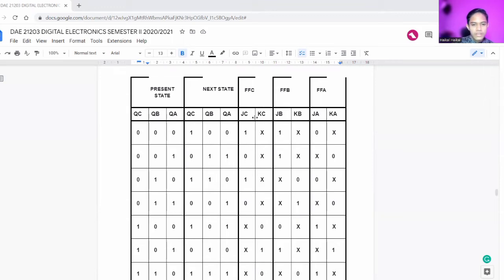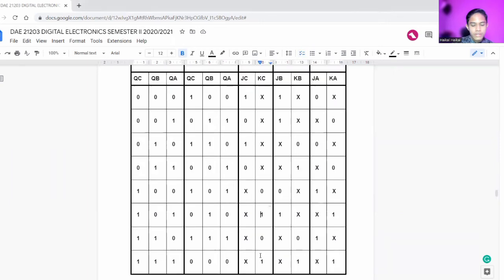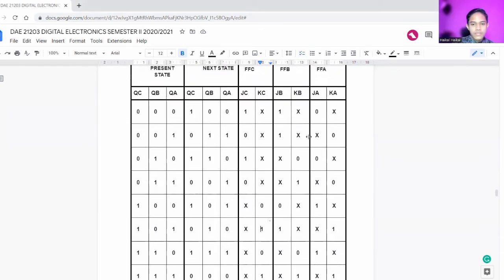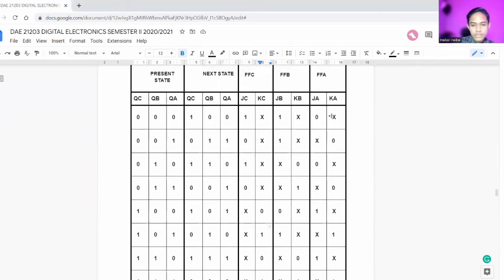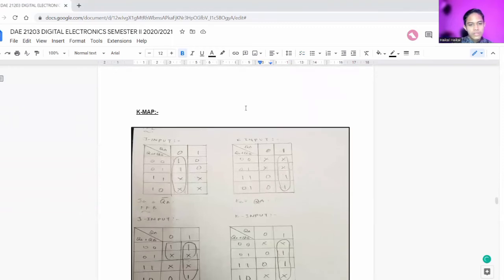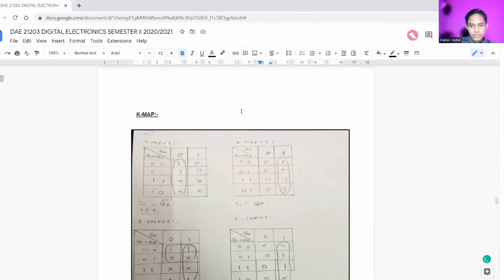At FFC, we got 1 X, 0 X, 1 X, 0 X, 0 X, 0 X, 0 X, and so on. It is the same for FFB but with different answers: 1 X, X 0, X 1, 0 X, and so on. At FFA, 0 X, 0 X, 0 X, 1 X, 1 X, and so on. These answers come from the present state. So this is our next answer for question 1.